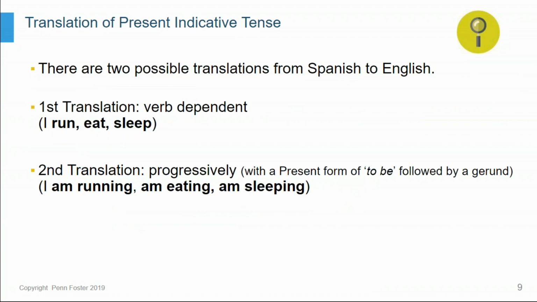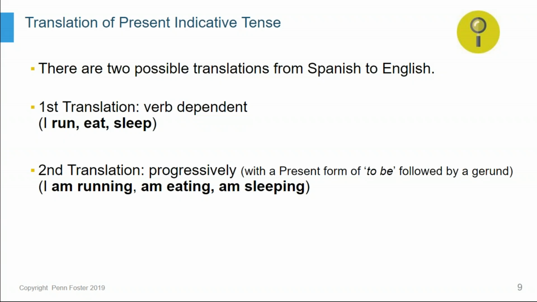As we continue, we'll talk about the translation of the present indicative tense, and there actually are 2 possible translations. The first is very verb dependent, meaning the translation sounds different depending on the verb and looks different depending on the verb. So you can see some examples there. I run, I eat, I sleep. None of them look or sound alike. There's no trend that is followed, which is a little bit different than the second possible translation where there is a trend.